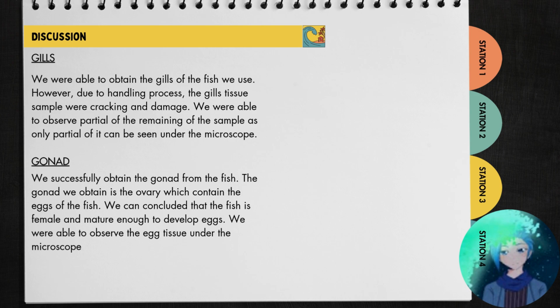Gonad. We successfully obtained the gonad from the fish. The gonad we obtained is an ovary, which contains the eggs of the fish. We can conclude that the fish is female and mature enough to develop eggs. We were able to observe the egg tissue under the microscope.